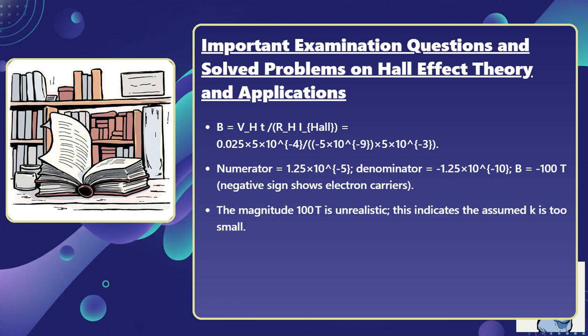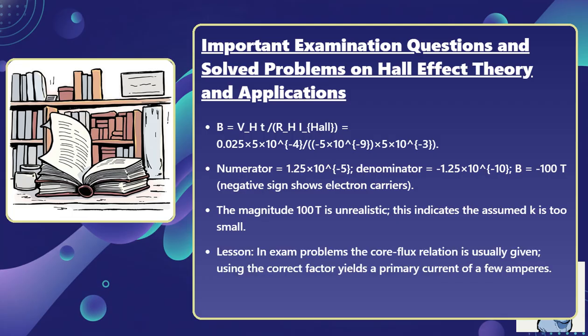The magnitude 100 Tesla is unrealistic. This indicates the assumed K is too small. Lesson: in exam problems, the core flux relation is usually given. Using the correct factor yields a primary current of a few amperes.